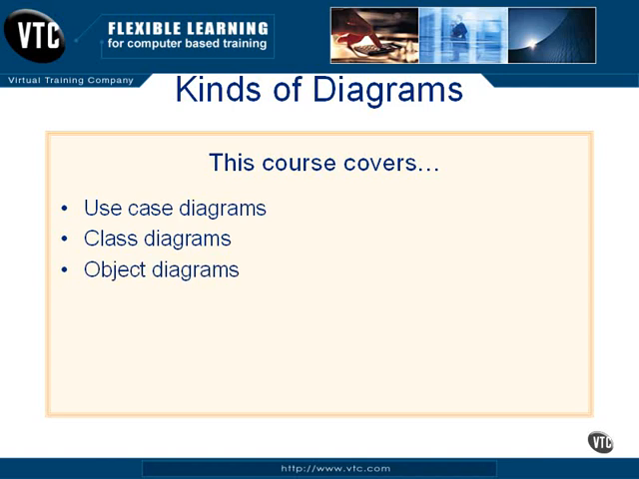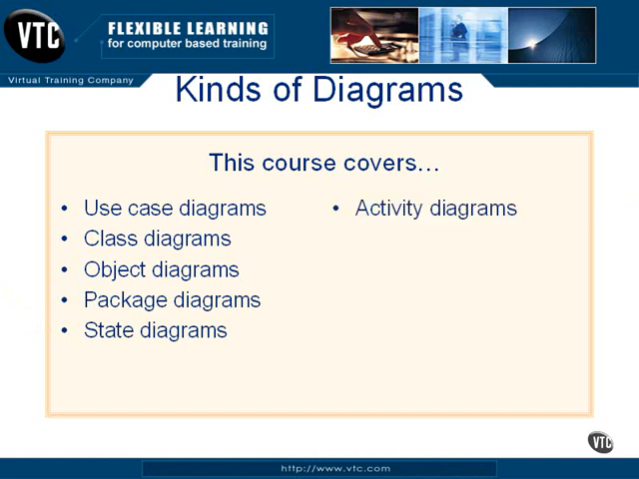We'll cover object diagrams. These show the system structure at a specific moment in time. So object diagrams model instances of classes in various configurations. We'll look at package diagrams. Package diagrams bundle elements together to create a higher level view of the system. Also, we'll look at state diagrams, which show a dynamic view of the system's behavior. Activity diagrams also give a dynamic view of the system. These diagrams model workflow, business processes, or procedural logic.